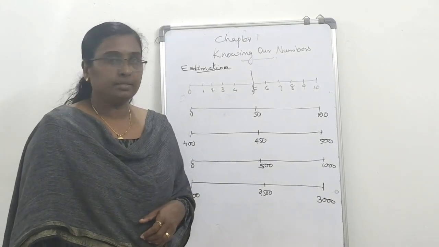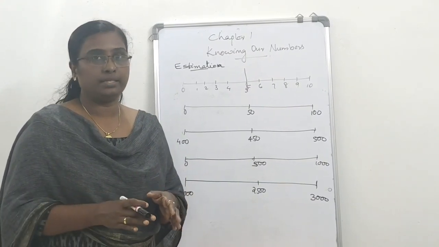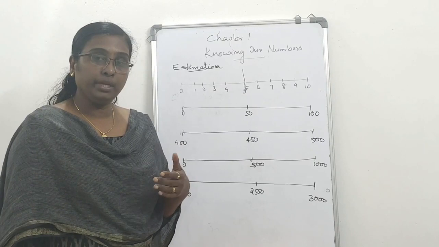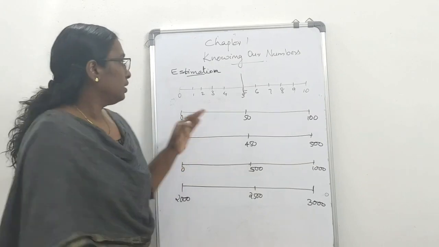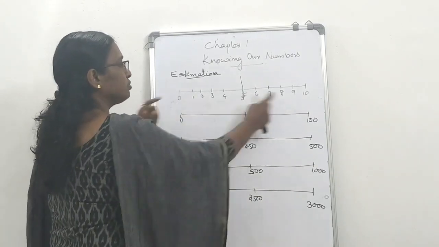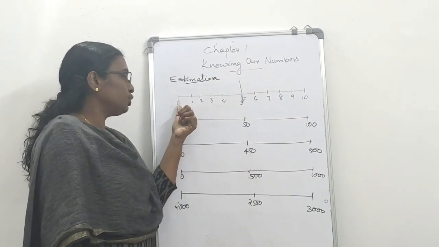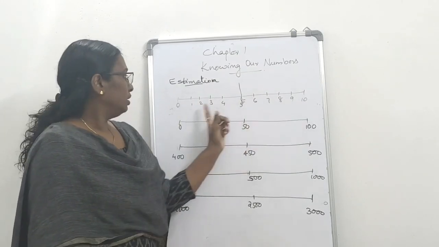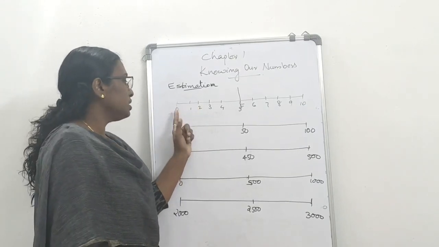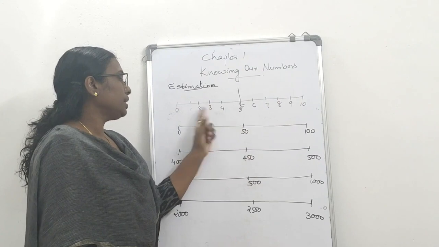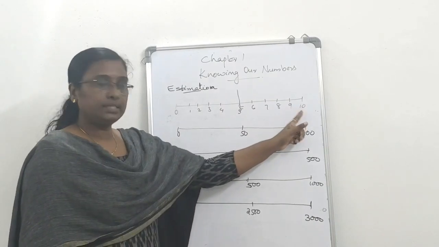Next topic is estimation. Estimation means finding a number that is close enough to the right answer. An estimated value may be more or less than the correct answer. Here, consider this number line, the numbers from 0 to 10. Here, we can see 1 is nearer to 0 than 10. 1 is far away from 10. 2 is nearer to 0 than 10. 3 is nearer to 0 than 10. Again 4 is also nearer to 0 than 10.